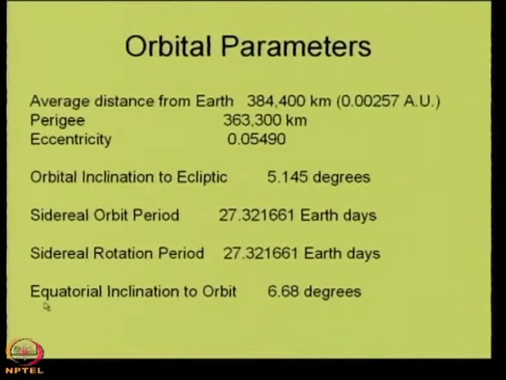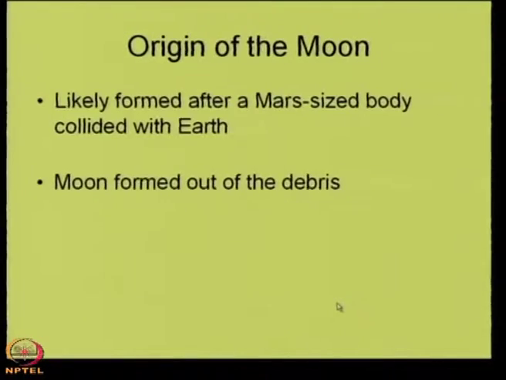And the equator of the moon, the equatorial inclination angle: the equator of the moon is inclined to the orbital plane by a small angle again, of 6.68 degrees. So, these are a few of the parameters of the moon's orbit around the earth.